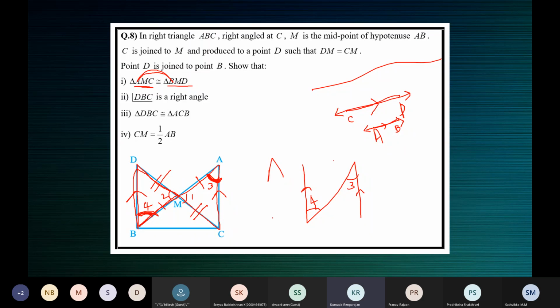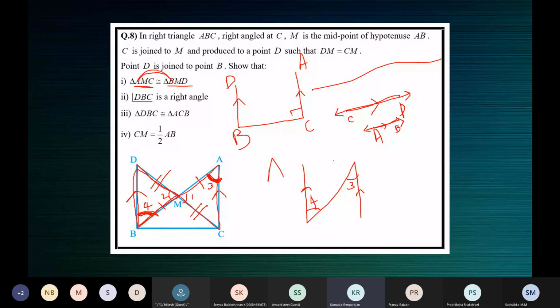So now that AC is parallel to DB, this is DB, this is BC, this is AC. So now we prove that this is parallel to this.